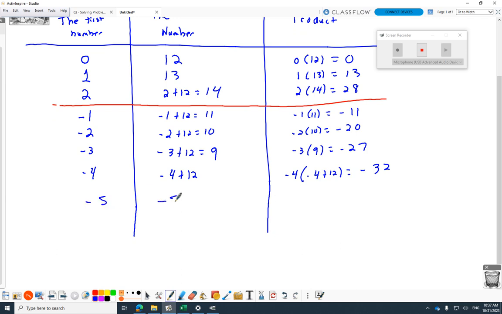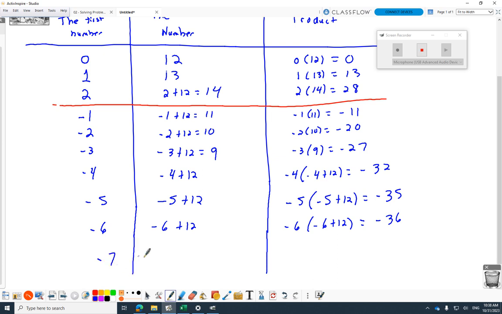-5. The other number would be -5 plus 12. Then I got to go -5 times whatever -5 plus 12 is. Maybe I can't even do -5 plus 12 in my head. So I let my calculator handle it. I get -35. Still going down. Not going down by as much, though. Slowing down. -6. -6 plus 12. So that's -6 times whatever -6 plus 12 is. Don't read too much into what I'm doing there with the -6 plus 12. You can imagine I just got lazy there, and I got -36. That's the new lowest product.